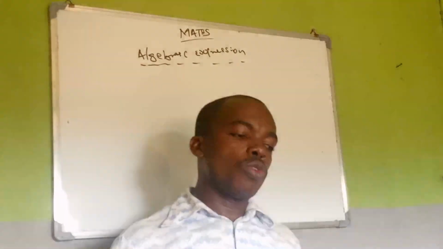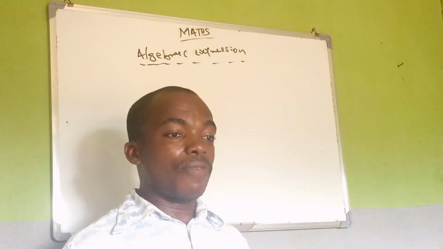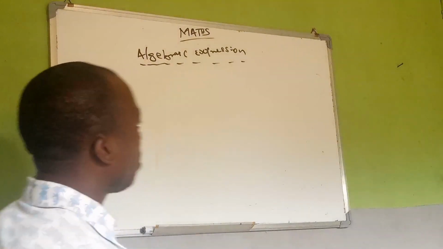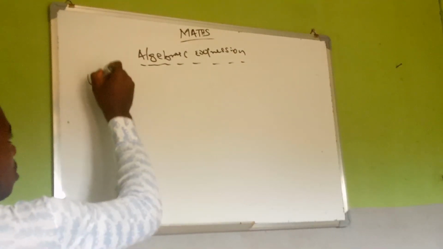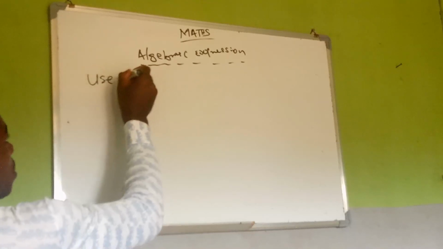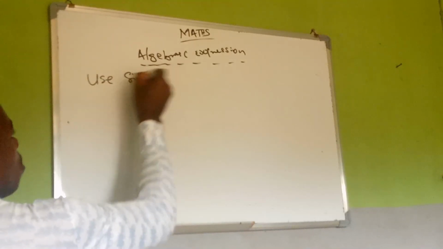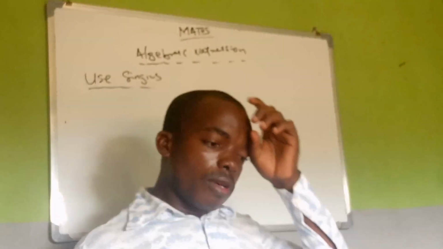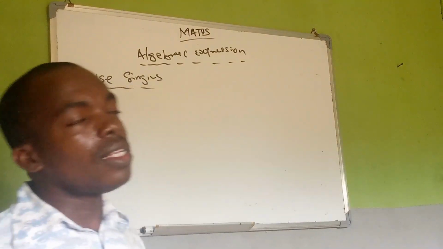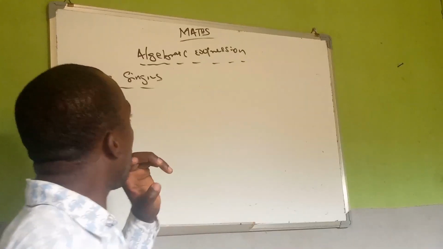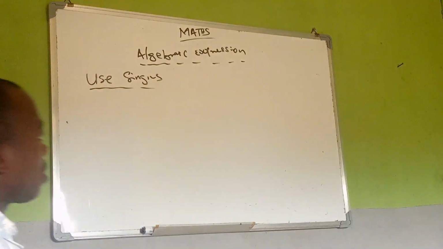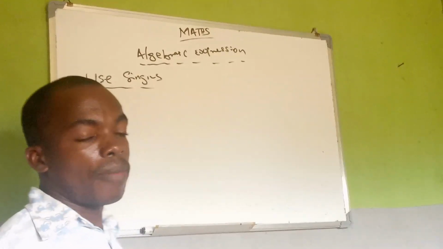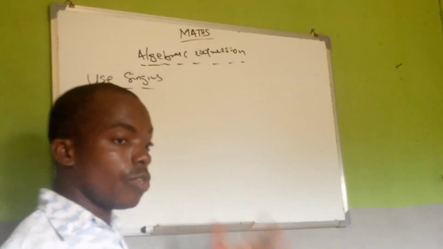So many of the things we do in mathematics on the foundational aspect is mostly algebra expression. The first one to look at is the use of signs. Now, when we talk about use of signs, this is very important. Very important. And this has caused many people not to know mathematics. Many people. This thing you'll see.